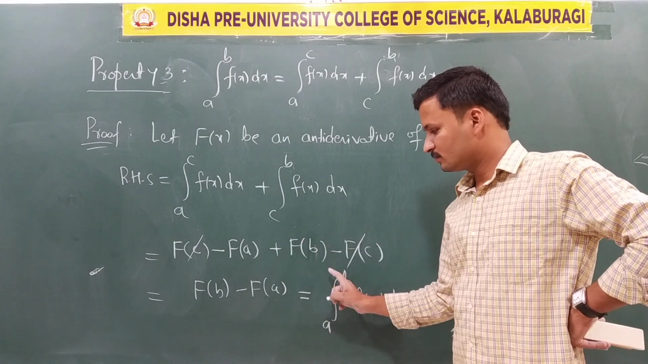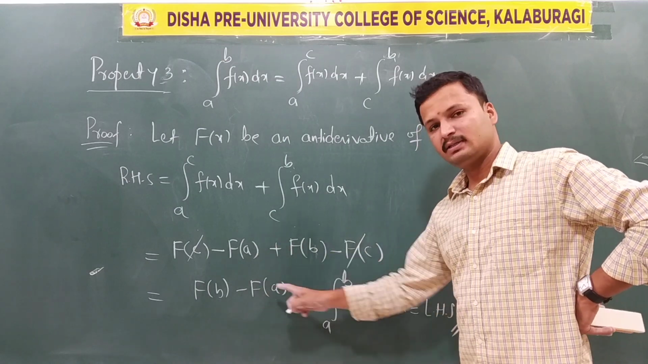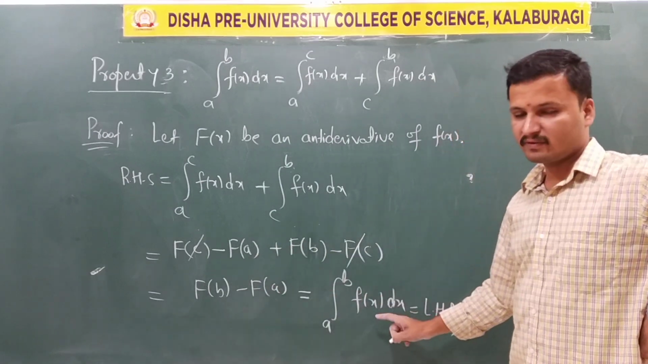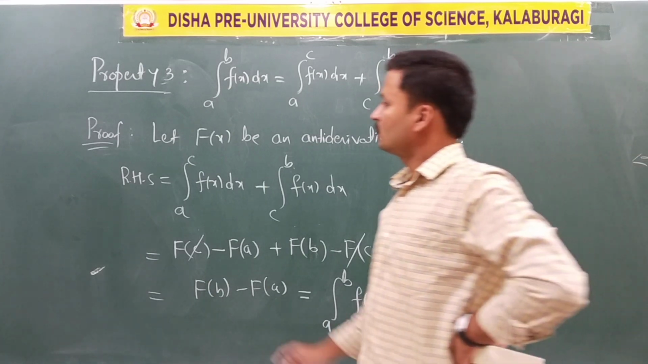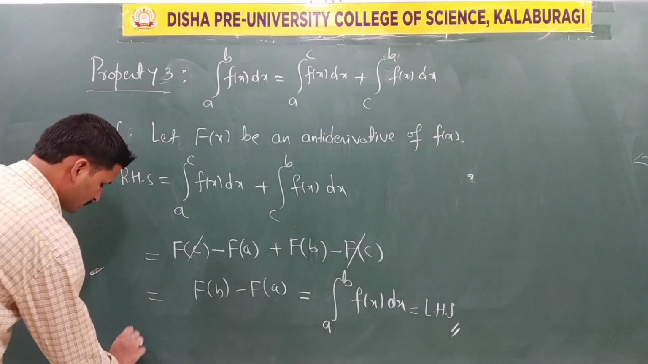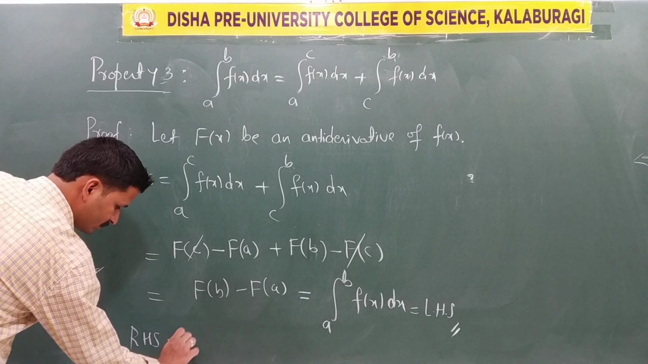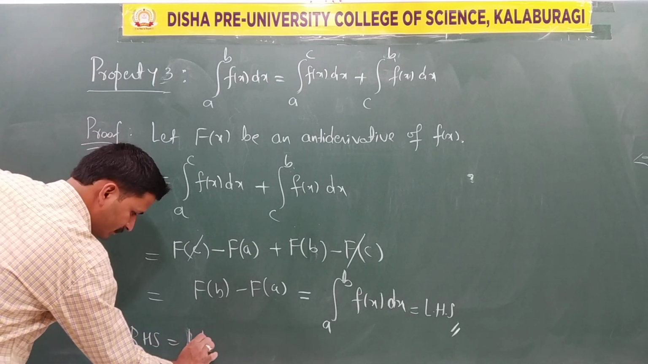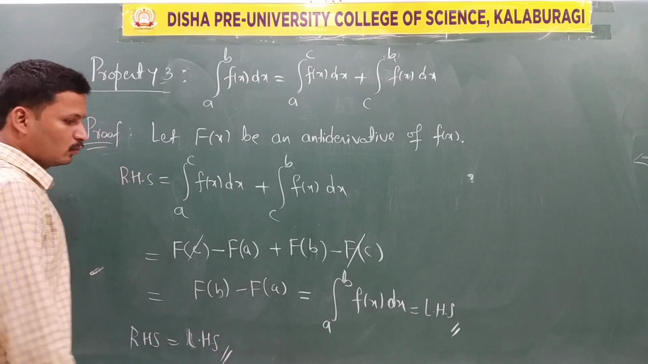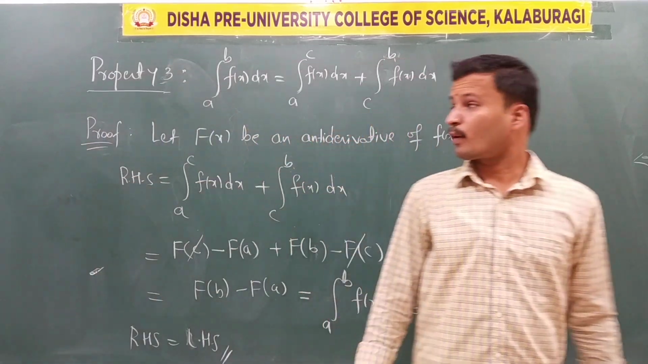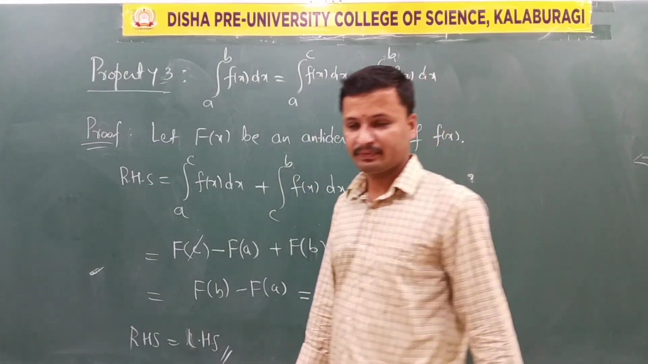So cancel the term, so what remains is F of b minus F of a. How can we write this? Again integral from a to b of f of x. So this is the RHS, which is equal to LHS. Okay, hence proved. This is property number 3.